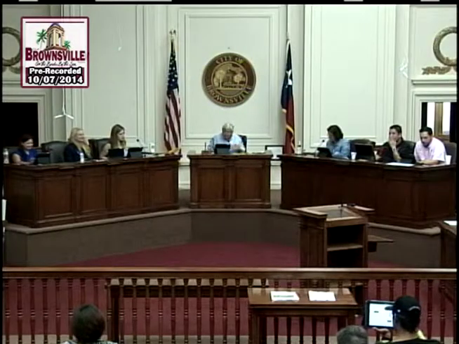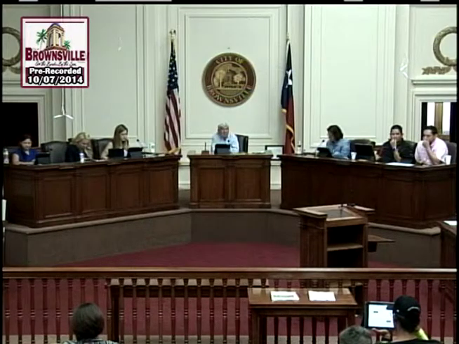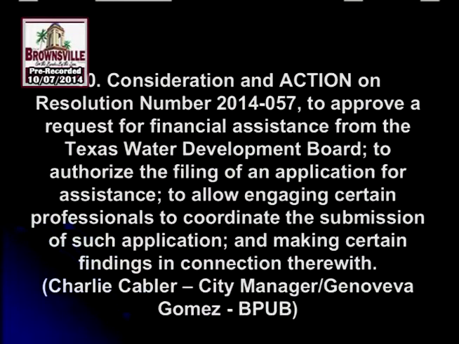Item number 10, consideration and action on resolution number 2014-057 to approve a request for financial assistance from the Texas Water Development Board to authorize the filing of an application for assistance to allow engaging certain professionals to coordinate the submission of such application and making certain findings in connection therewith.